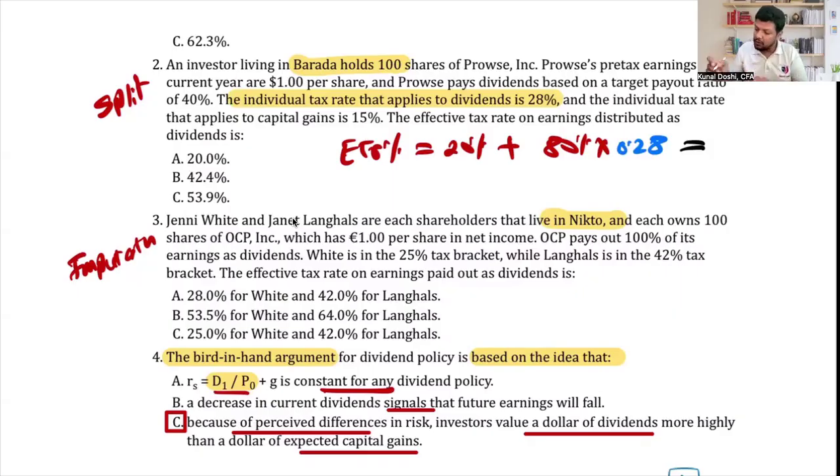Are you getting 42.4? Yes, everyone getting this answer? Correct?